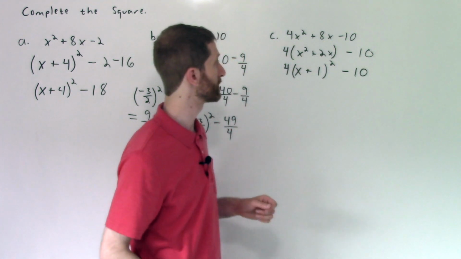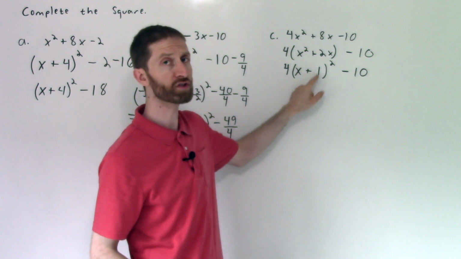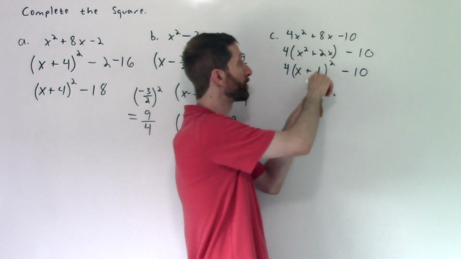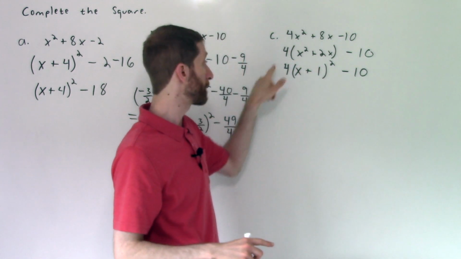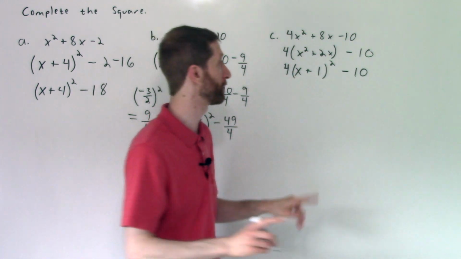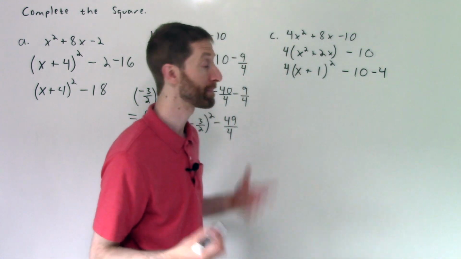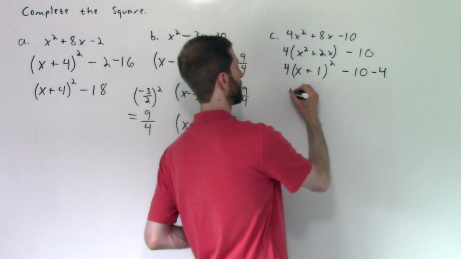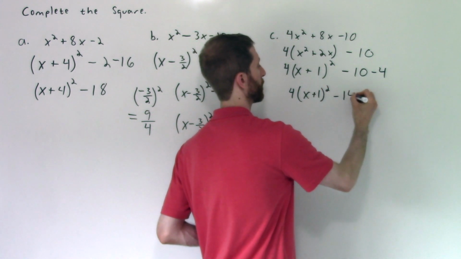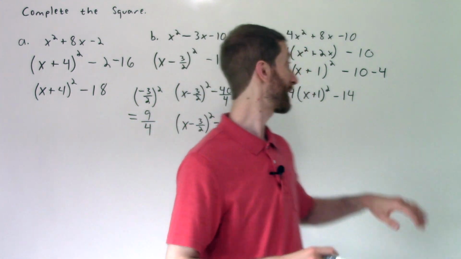Now the question is, what did we just add into the problem? Well, we added in a 1 squared, hold on, there's a 4 out there, times 4. So 1 squared is 1. Times 4 is 4. So from this, we get a 4 that was never in the problem. So at the same time, we have to subtract out that 4 to balance things out. And pretty much we're done. We'll just condense that. So you get 4 times x plus 1 squared minus 14. And that's it.